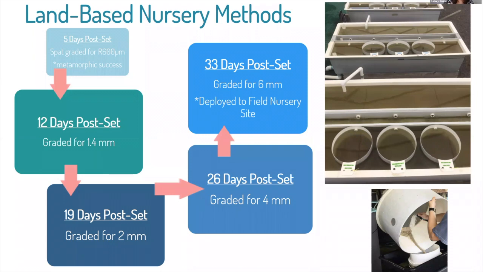And so the series of grades that we did were that 600 micron screen, and then a 1.4 millimeter, a 2 millimeter, a 4 millimeter, and then a 6 millimeter. Those were scheduled to be done every 7 days, but of course we abided by that rule. And then when groups were retained on that 6 millimeter sieve, they were deployed to our field nursery sites. Each group actually ended up being cultured in the land-based nursery system for a total of 37 days each.